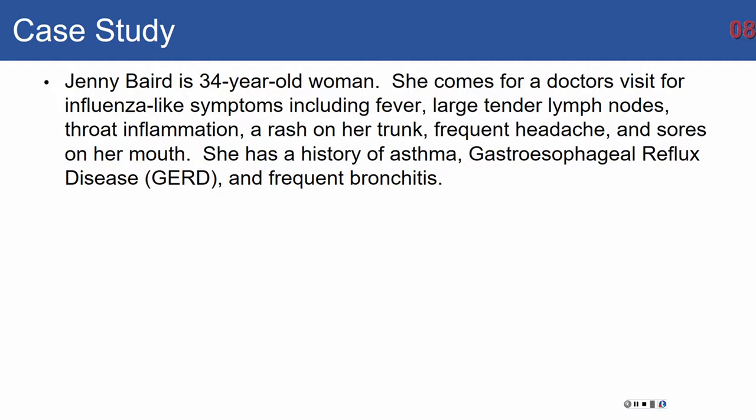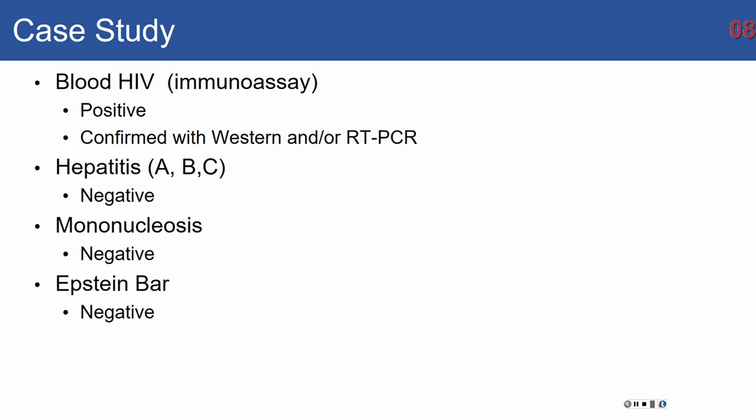Herpes, good guess. No? Well, it's not the whole story. So let me tell you a little bit more about this. She also was given a blood panel. She tests positive for HIV, and then it was confirmed through a Western blot and RT-PCR, negative for hepatitis, negative for mononucleosis, and negative for Epstein-Barr.